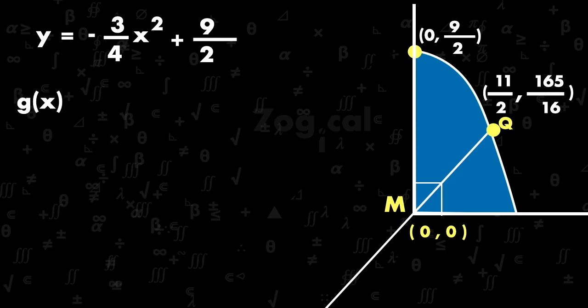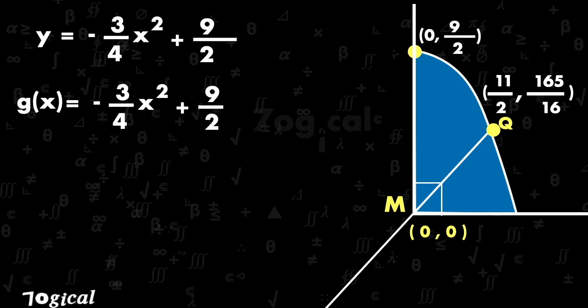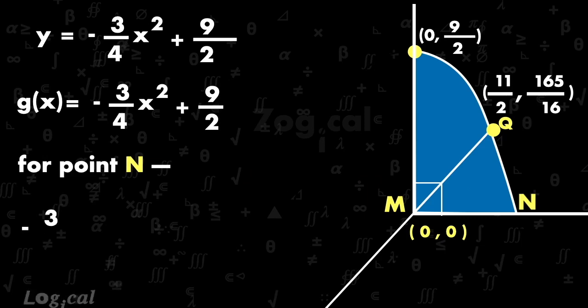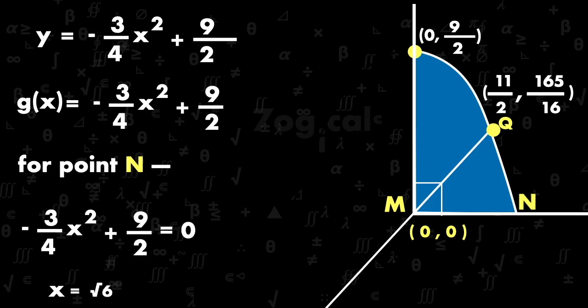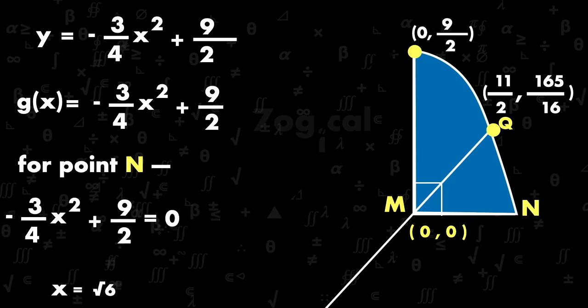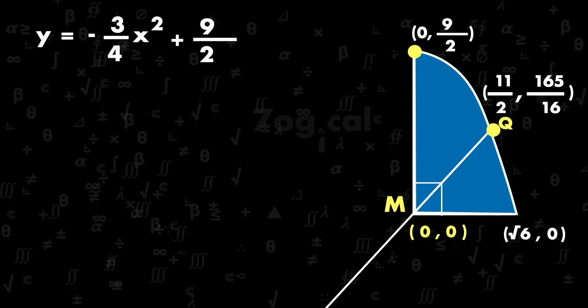Now let us assume the function generated due to shifting to be g of x is equal to minus 3 by 4 x square plus 9 by 2, and for the point N, y will be 0. Then it becomes minus 3 by 4 x square plus 9 by 2 is equal to 0. On simplifying this equation, we get x is equal to root 6. Then the coordinates of the point N will be root 6 comma 0.